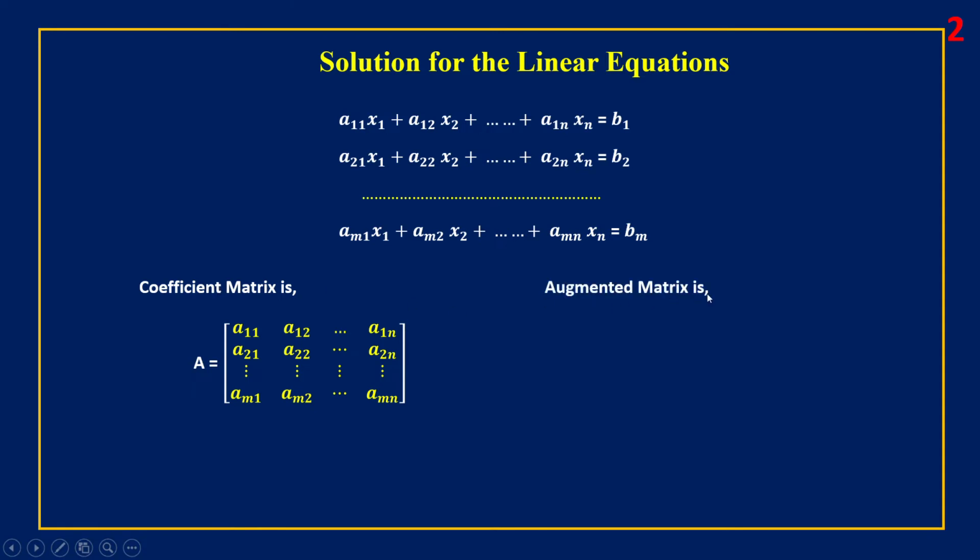The augmented matrix is a combined form of the coefficient matrix and constant terms. Here we know the constant terms are b1, b2 up to bm. In the last column, the constant terms are combined. So that is nothing but an augmented matrix. So for the solution, we need to know about the augmented matrix.